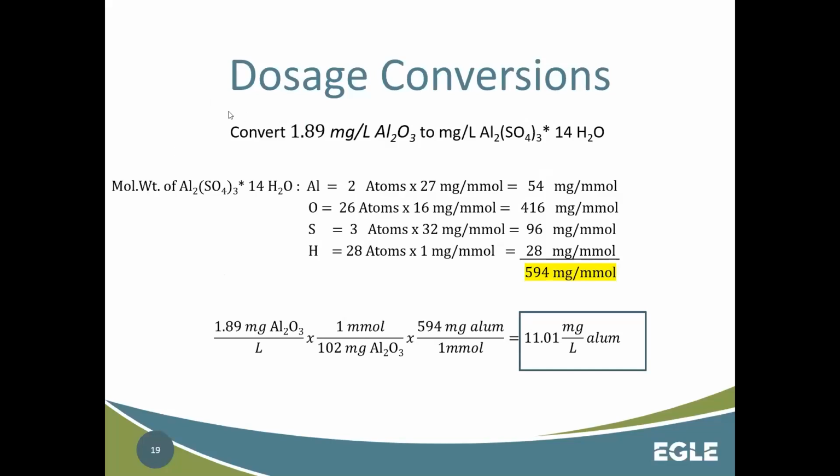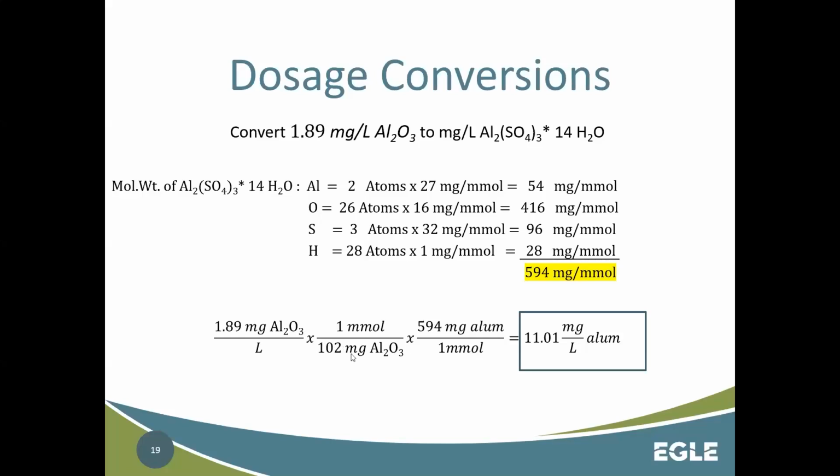Okay, so now we're going to take our answer from the previous problem here, and they want us to convert 1.89 milligrams per liter of aluminum oxide to milligrams per liter of alum. So here we go again, deja vu, right? Here's how we get to our 594 milligrams per millimole. We know what our original dose was. We have 1.89 milligrams per liter as aluminum oxide.